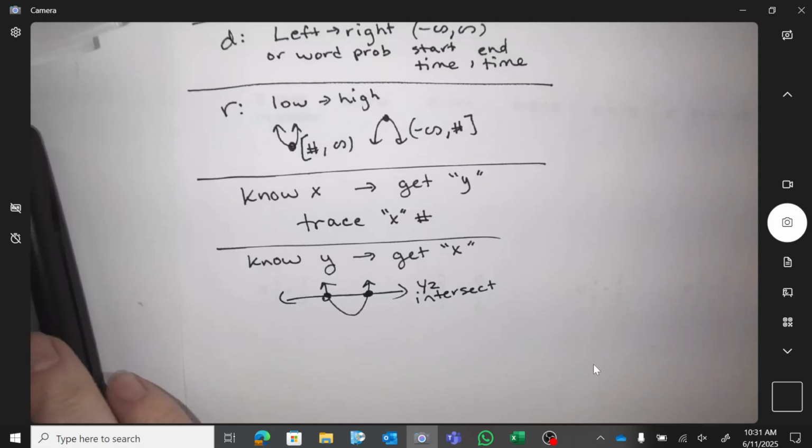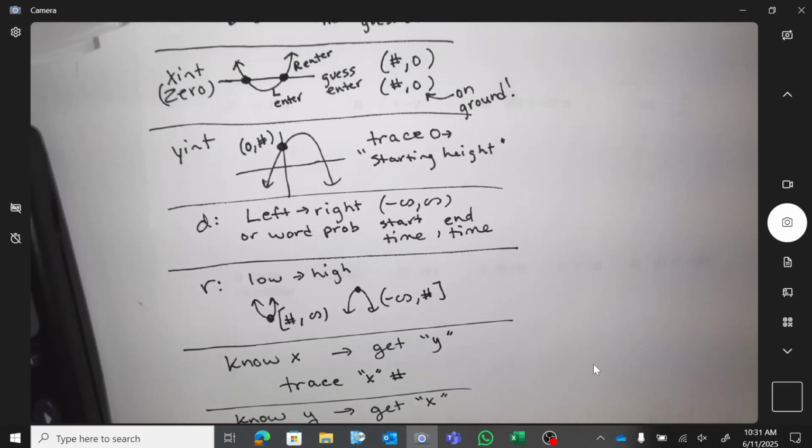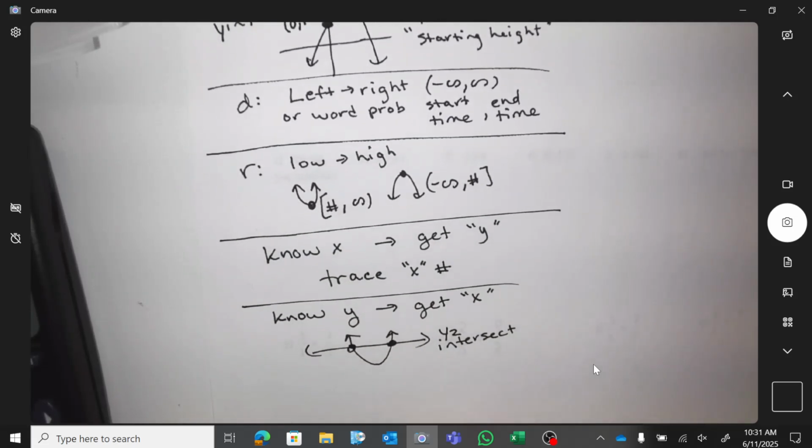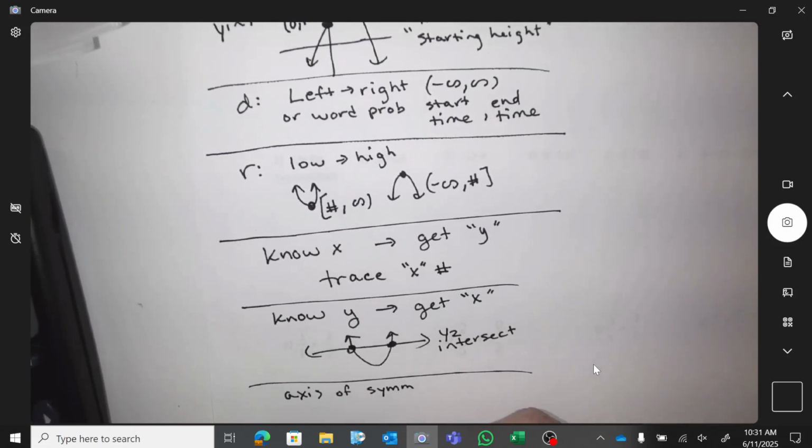Okay, anybody think of anything else that I need on this cheat sheet for that stuff? Does that sound good? Oh, axis of symmetry. I thought of that. Again, that I forgot. That's just the X value.